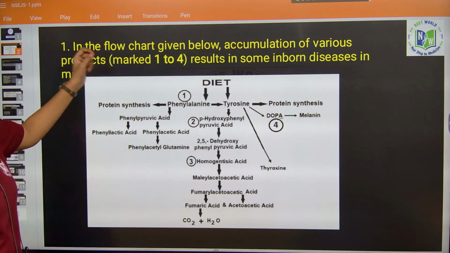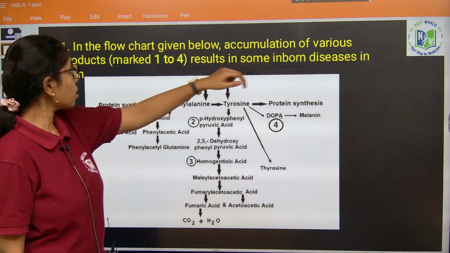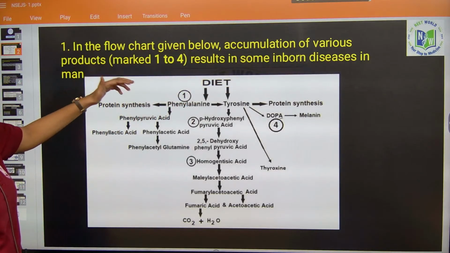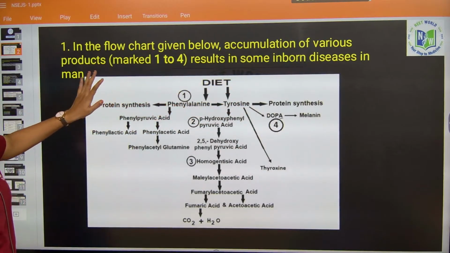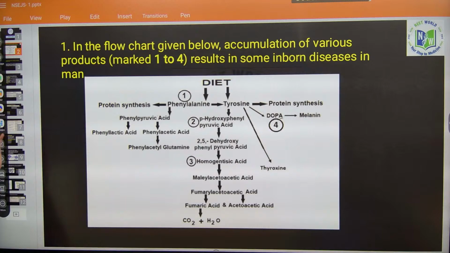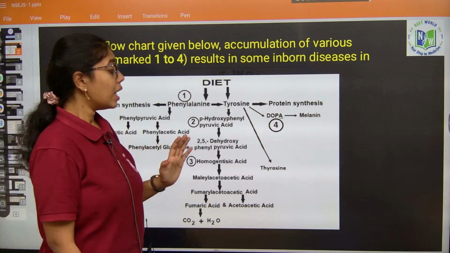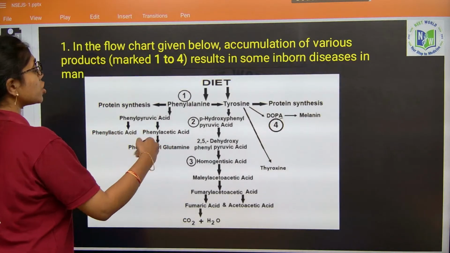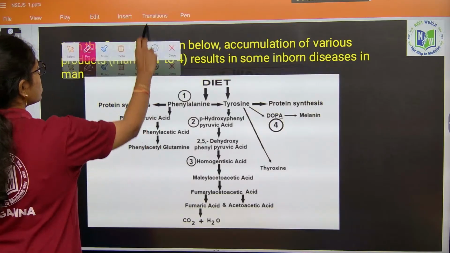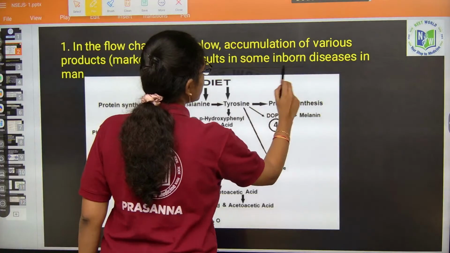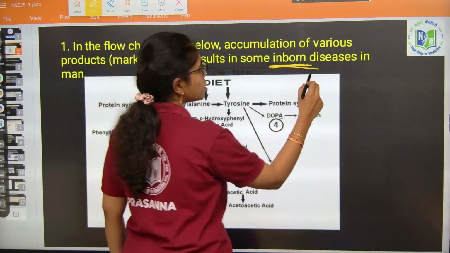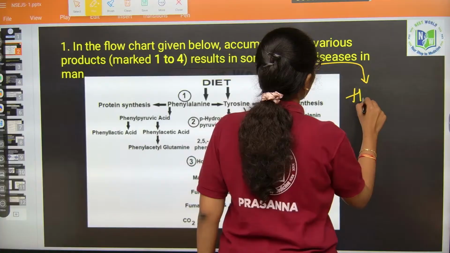In the flow chart given below, accumulation of various products from 1 to 4 results in some inborn diseases in man. So first, whichever question we are solving, let us think from which concept of the syllabus the question is asked. So as it is highlighting the inborn diseases, this question is clearly from which chapter? This question is from heredity.